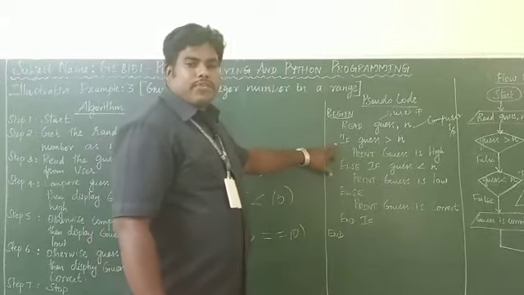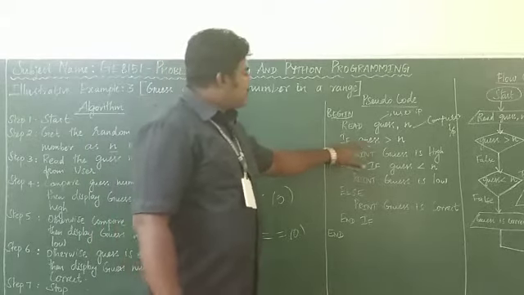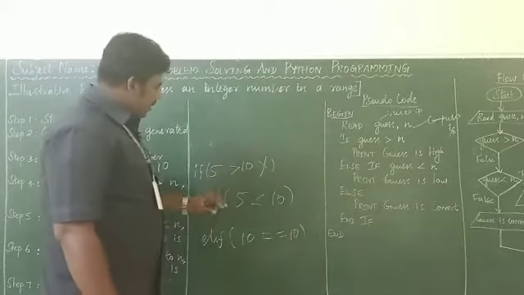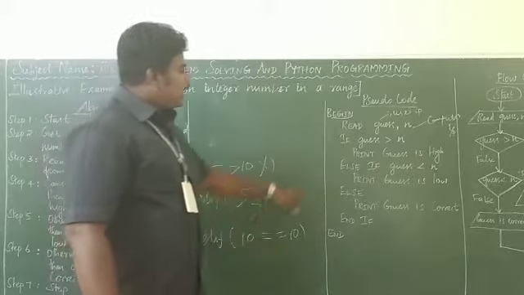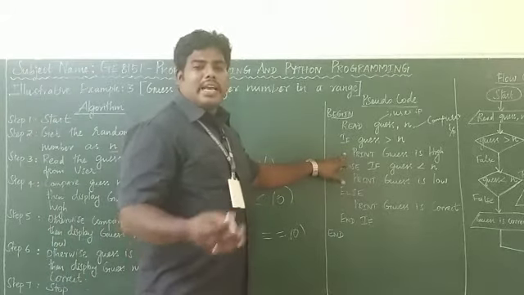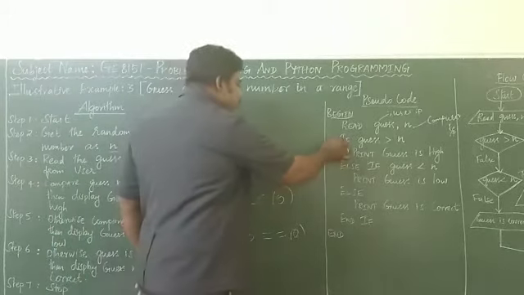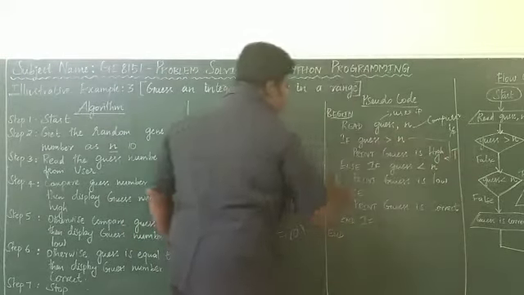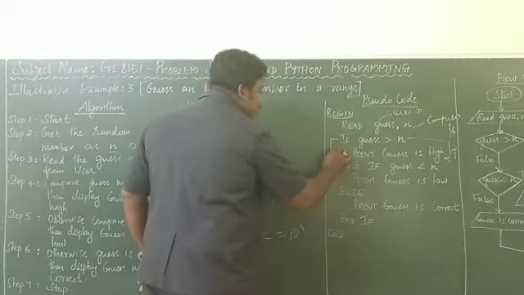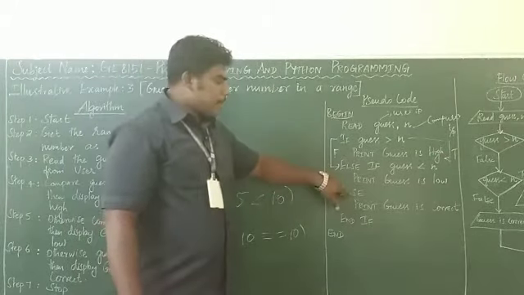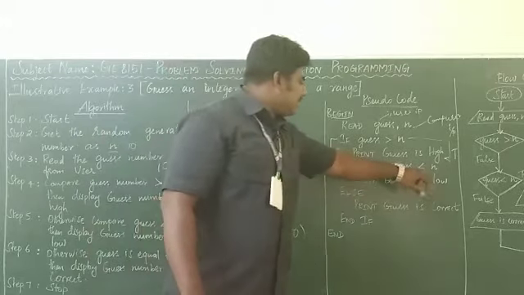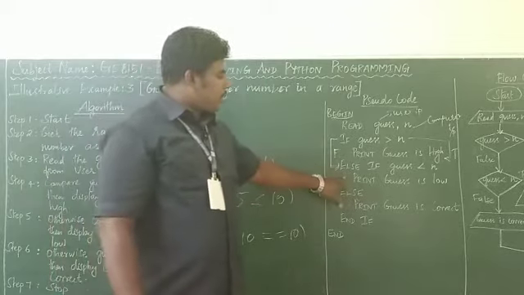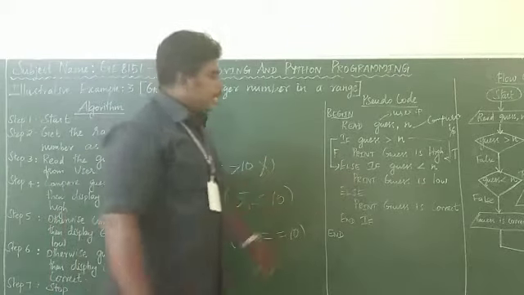IF is a keyword. If I am comparing guess is greater than n, if this condition is true, here we saw, right? If guess is greater than n, it will print guess is high. Suppose this condition is false; true means this statement will be executed. False means it will come to the next condition, ELSE IF guess less than n. Suppose your guess number is less than the computer generated number, it will print guess is low.